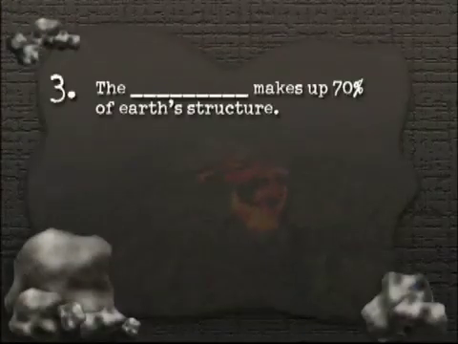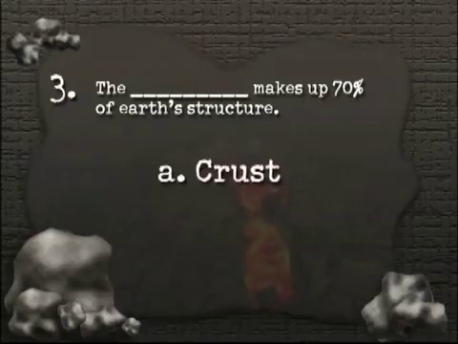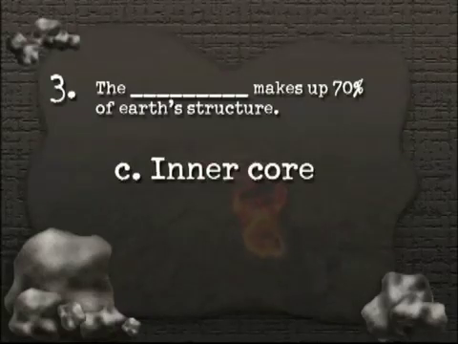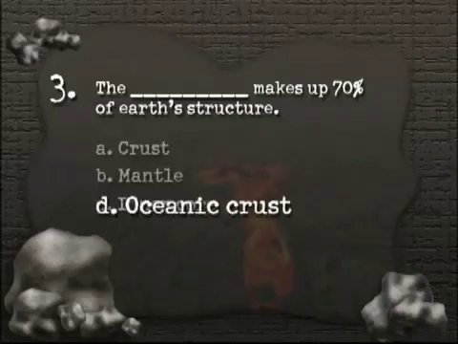Question 3. The blank makes up 70% of the Earth's structure. A. Crust, B. Mantle, C. Inner core, or D. Oceanic crust?